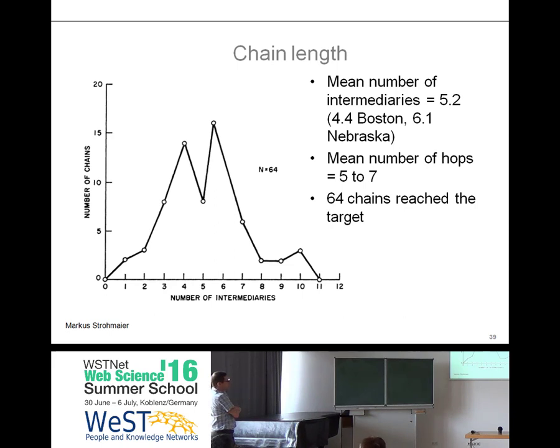On the horizontal axis, we see the number of acquaintances. And on the y-axis, we see the number of chains that have found the target with that length of chain. Okay? So what are things that we can see here?